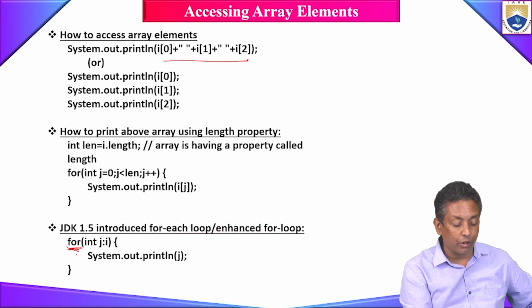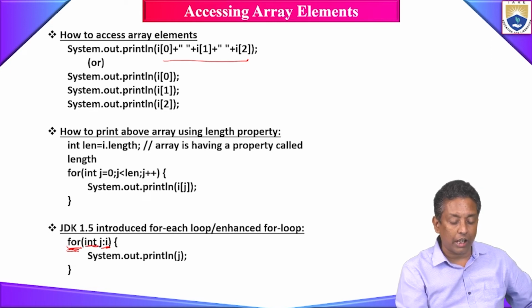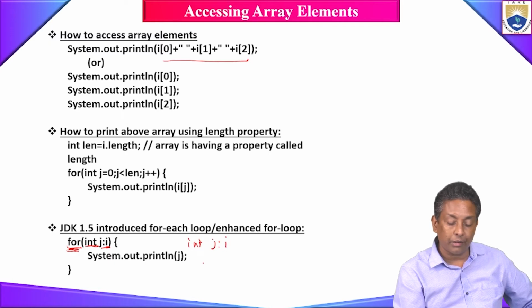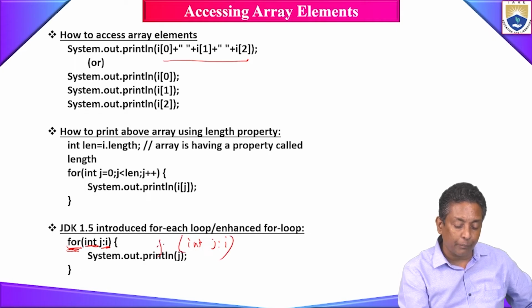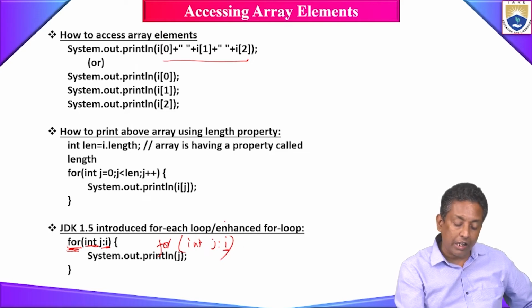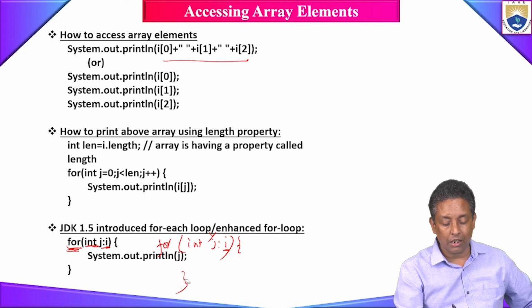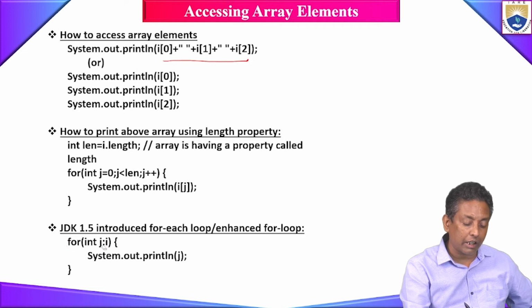In this enhanced for loop you write for first. You write the array variable at the right hand side, with a colon symbol, and on the left hand side you declare a single variable, int j colon I. Int j is a single variable, and I is the array variable. If you enclose these two in a for loop, automatically the array length will be found and each indexed value will be automatically populated into j, and the loop will automatically iterate as much as the length of the integer array I.